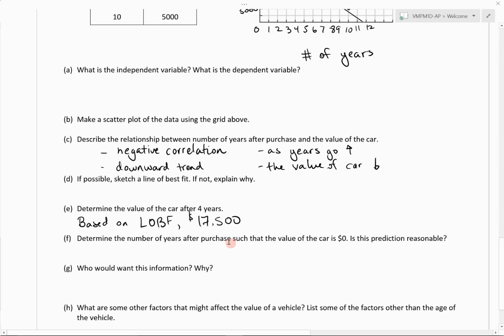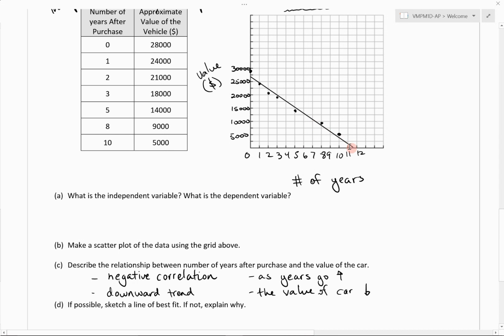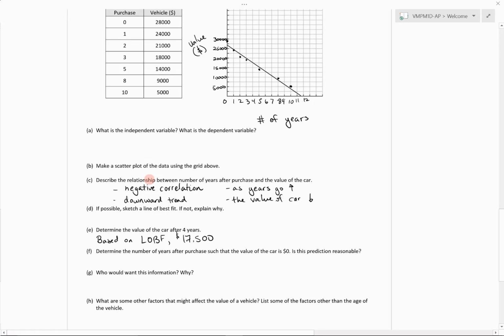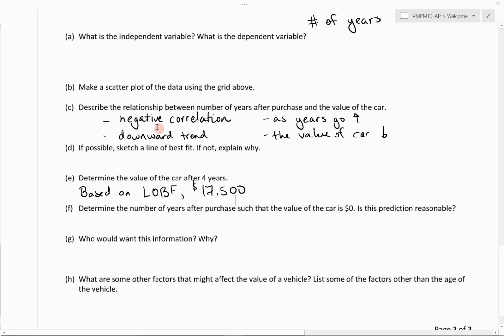Determine the number of years after purchase such that the value of the car is 0. Is this prediction reasonable? So if you look at my line of best fit, I extended it down all the way to $0, and it says after 11 and a half years, between 11 to 12 years, so definitely by year 12, it's going to be worth $0 if I follow the line of best fit. So if I settle halfway between 11 and 12, then I'll just say 11.5. So 11.5 years is when the value of the car is going to reach zero.